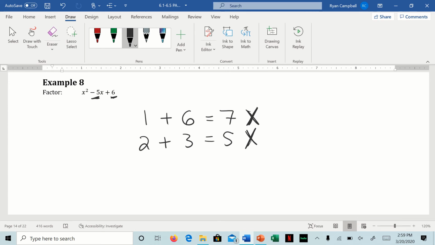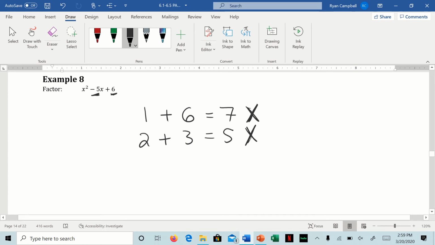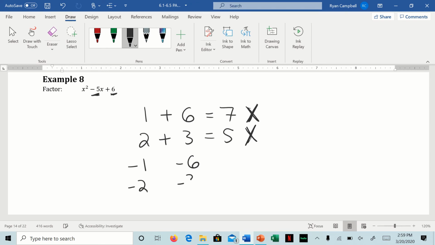Are there other numbers that would work? They're not other positive numbers, but there are other negative numbers that would work. We kind of talked about that a little earlier. So what are the negative numbers that are factors of 6? What negative numbers multiply together to get you +6? We see -1 and -6 work, right? -1 times -6 would get you +6. And -2 times -3 would also get you +6.